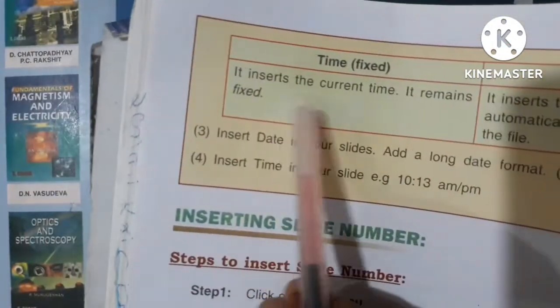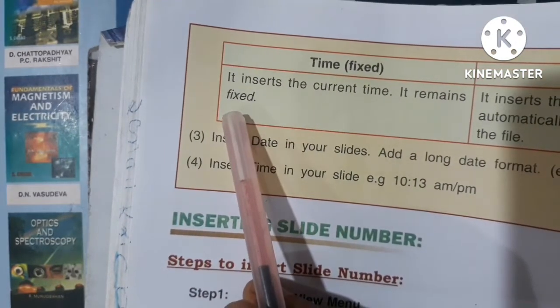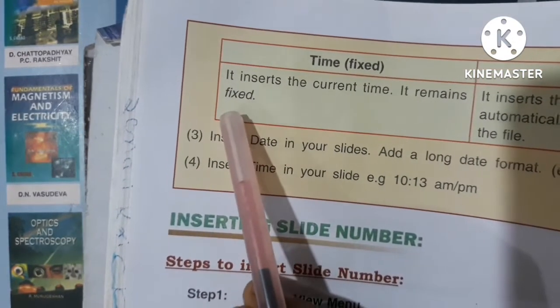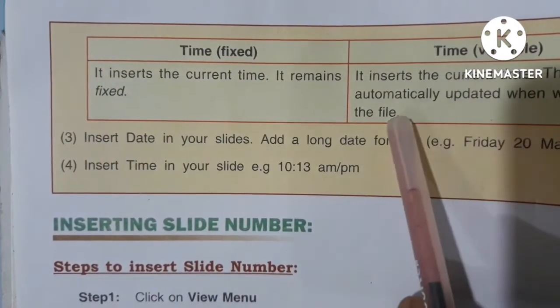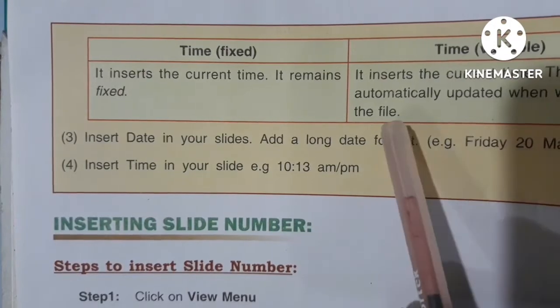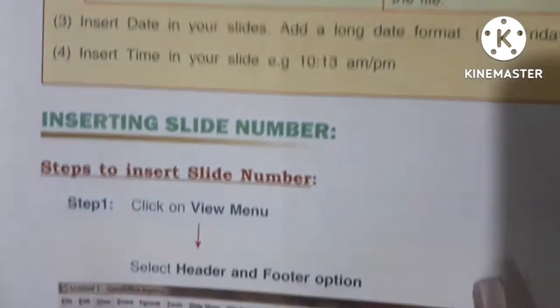Now, time fixed inserts the current time. It remains fixed. Here, this thing you should know. Time variable inserts the current time. This time is automatically updated when we open the file.